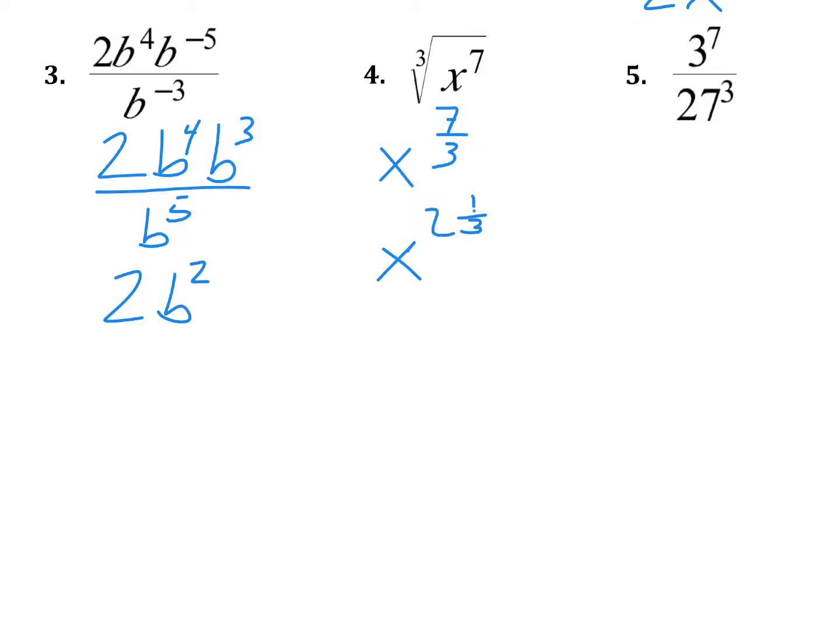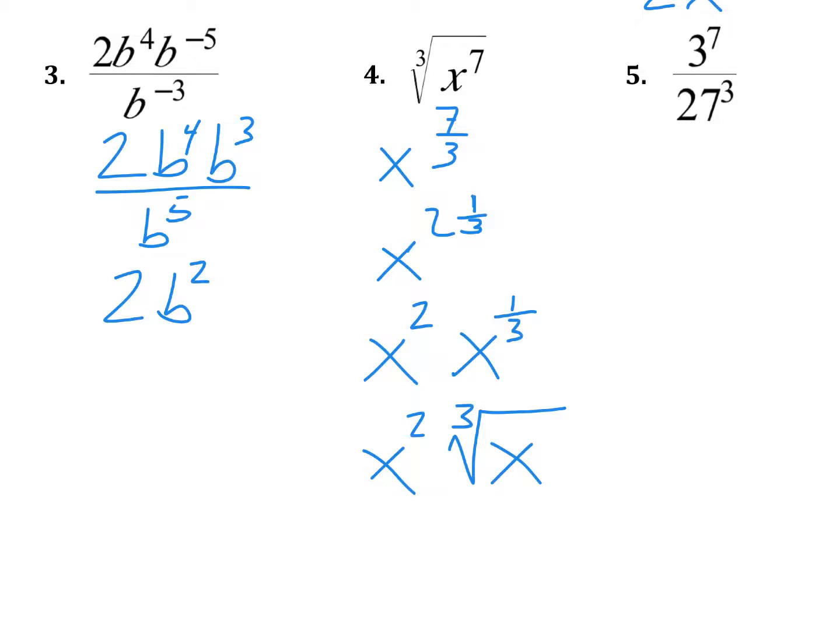So I now have x to the power of 2 1/3. That is the same as x to the power of 2 times x to the power of 1/3, which is x squared times the cube root of x. That's our final answer on that one. And then you go on to number 5, and yes, you can do number 5 without a calculator.